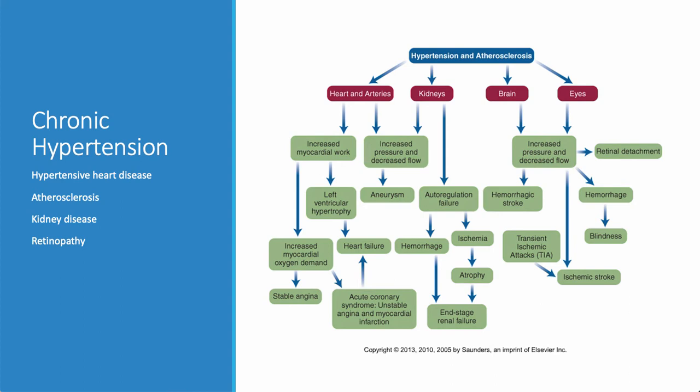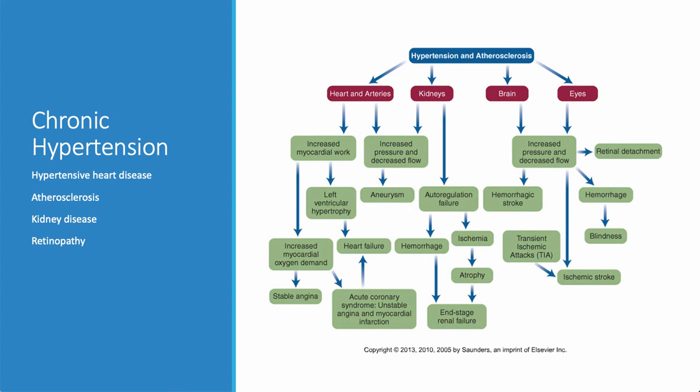All right, so let's look at chronic hypertension and how that's associated with atherosclerosis. Remember that when we have hypertension, that puts some extra strain on the heart and the arteries themselves. That increases the myocardial work. The heart responds with the cellular adaptation. Remember we talked about that? The cellular adaptation of hypertrophy.